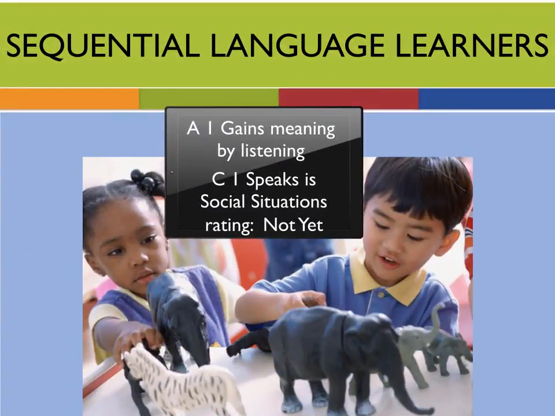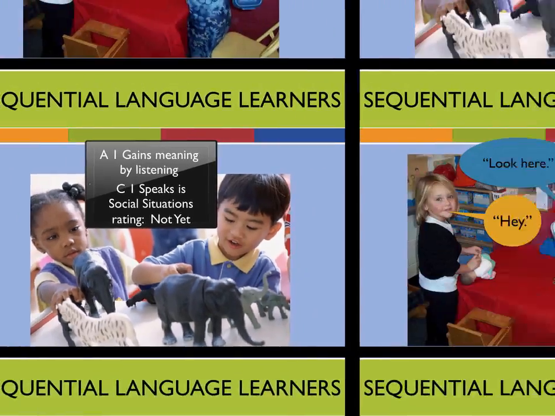A silent period may emerge as the child begins to realize that his words and language are not understood by you or most others in his class. WSO rationales describe this behavior in 2 indicators in the ELL section: ELL A.1, gains meaning by listening, as well as C1, speaks in social situations. Each of these observations is rated as not yet.